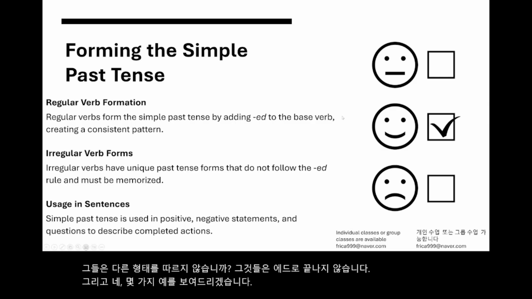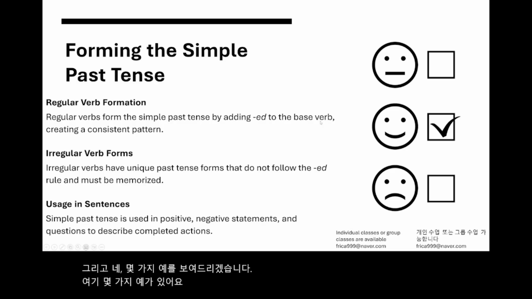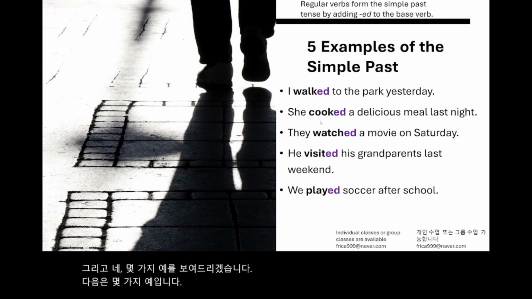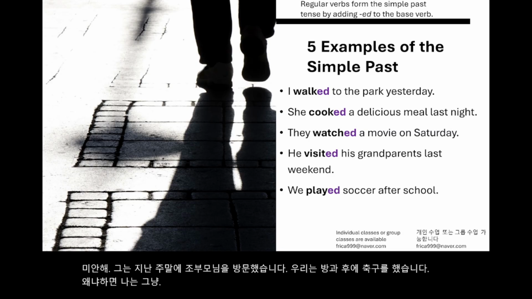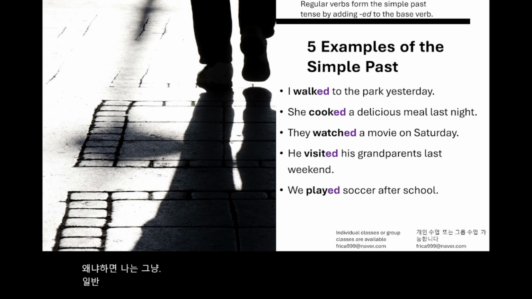Here are some examples of regular verbs ending in -ed in the past. I walked to the park yesterday. She cooked delicious food last night. They watched a movie on Saturday. He visited his grandparents last weekend. We played soccer after school. Those are just regular verbs with an -ed ending in the past.